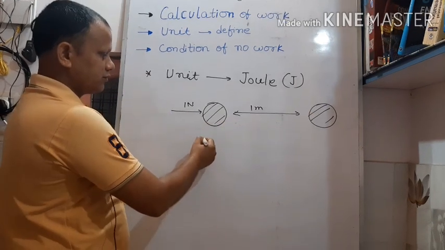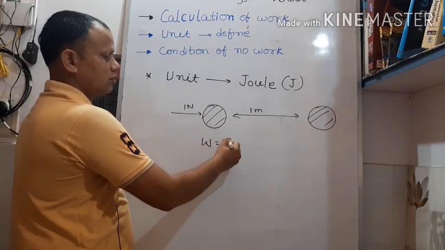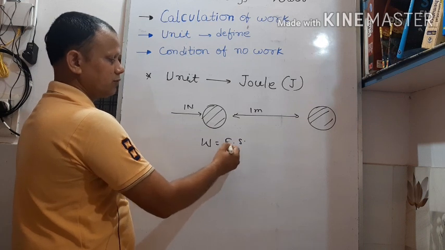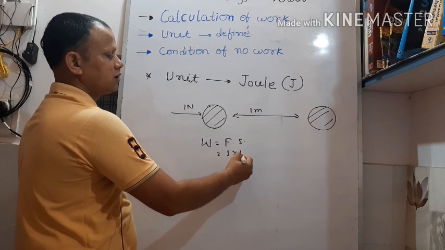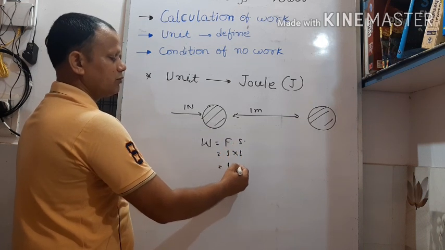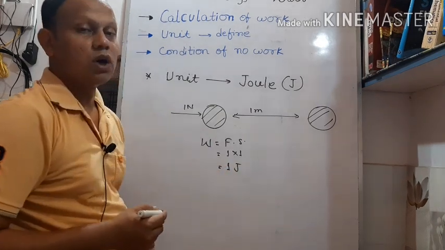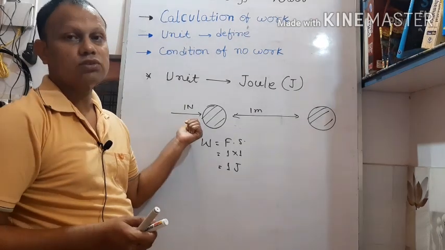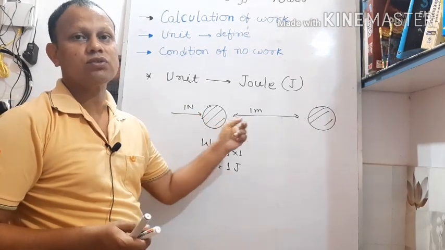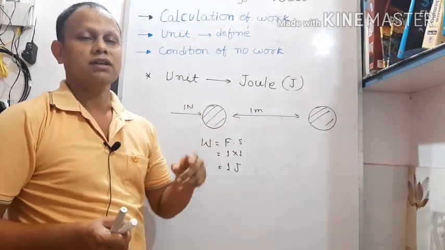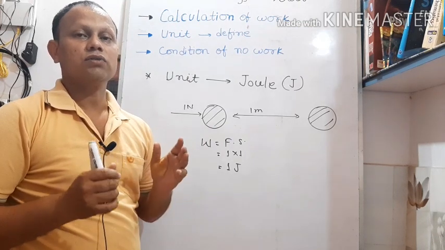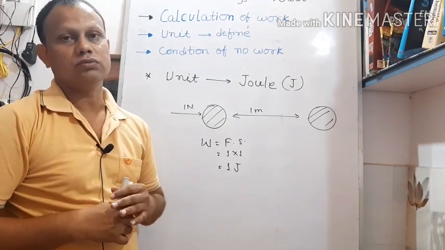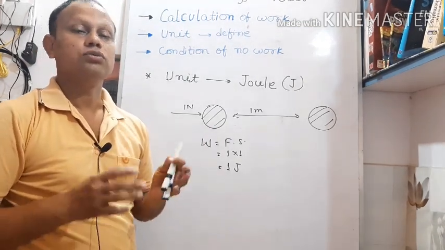In that situation, if you calculate according to the formula F into S, the force is 1 Newton, displacement is 1 meter, so the product will be 1 joule. So how do we define 1 joule? When 1 Newton of force acts on a body and displaces it through 1 meter, then the total work done is 1 joule. This is the definition of joule.